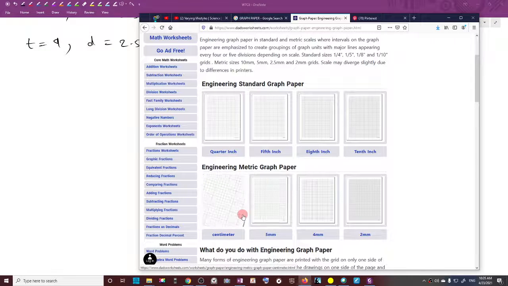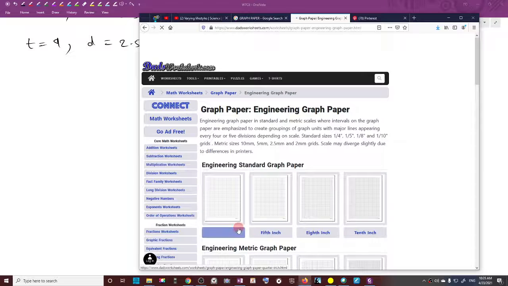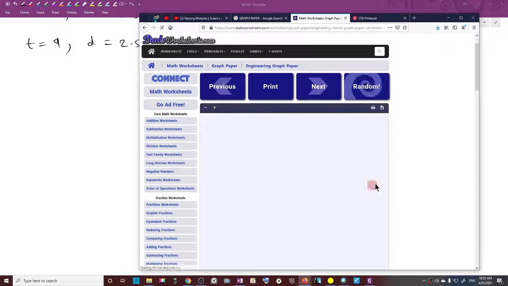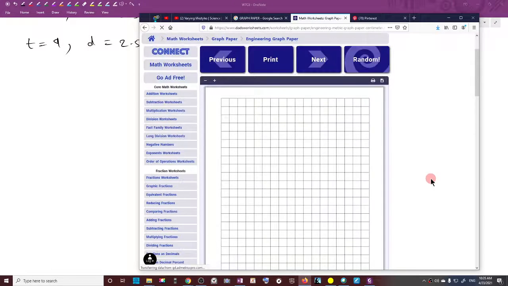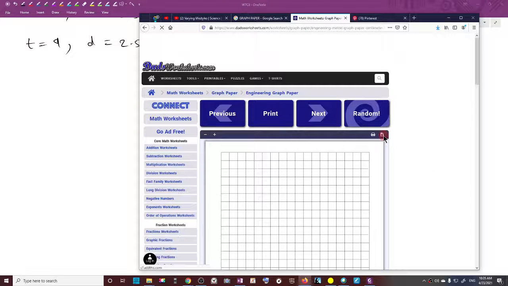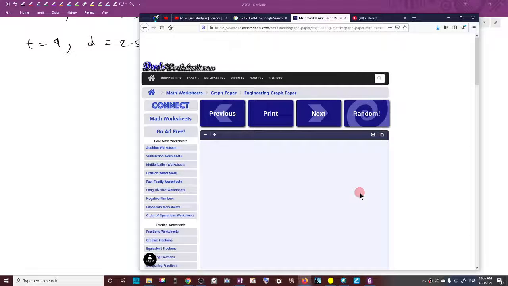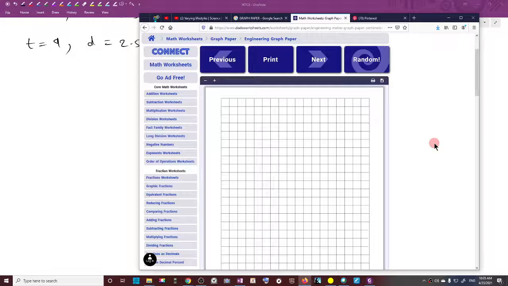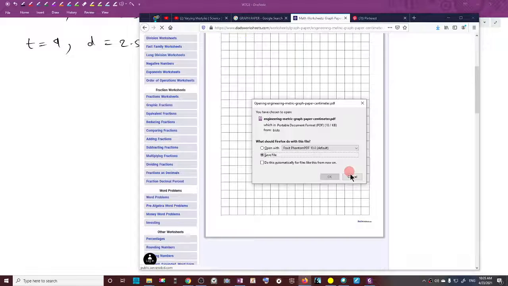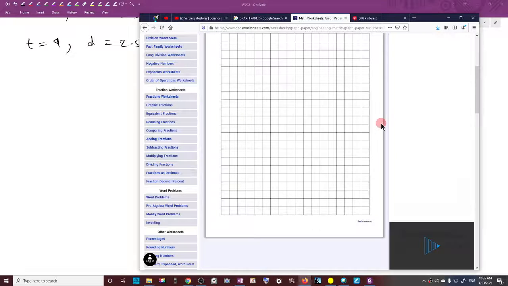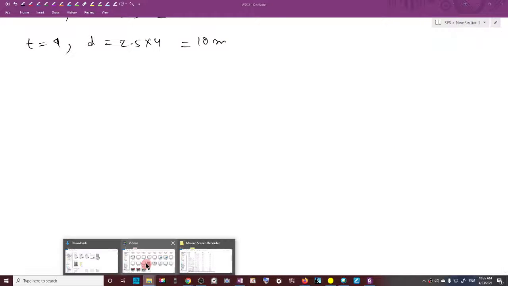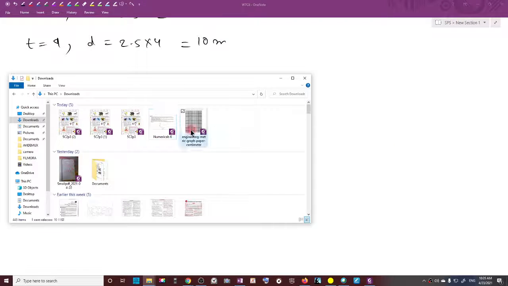Let me see if I can use this graph paper. I want to download this, but if I will be able to download it, then it's good. Yeah, this one is good. Let me see if I can download this one. See, I am not able. Yes, I have downloaded this one. Let me see if I find it in the download section. Yes, I have found that out.